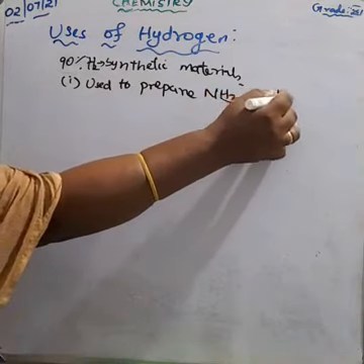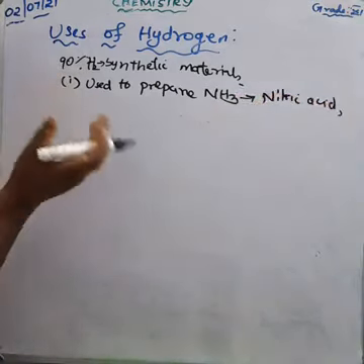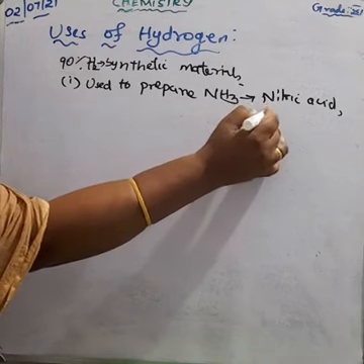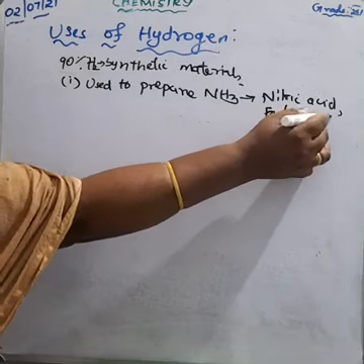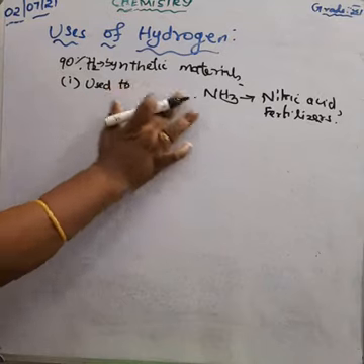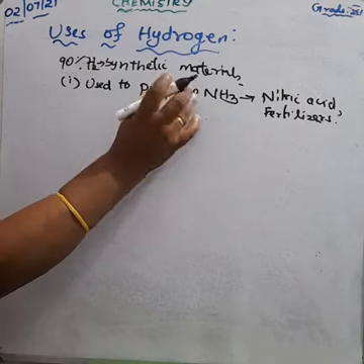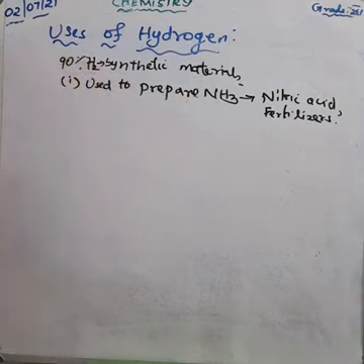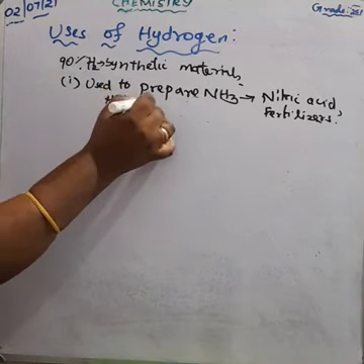Ammonia is one of the most important chemicals for preparing other chemicals: nitric acid, fertilizer and all other explosives. So for the synthesis of ammonia, we have to use hydrogen gas. What is the name of the process? Haber process. Understood?